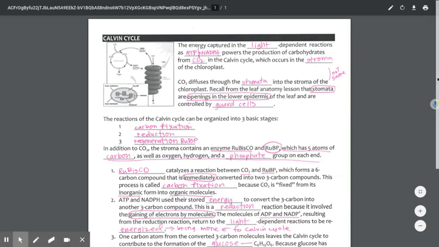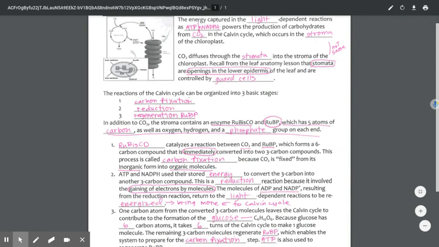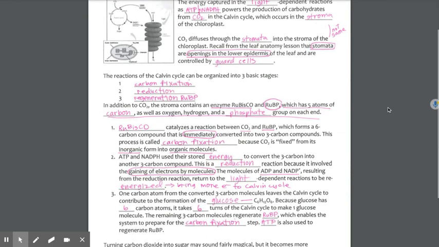The reactions of the Calvin cycle are organized into three basic stages: carbon fixation, reduction, and the regeneration of something called RuBP, which you got an idea of what that is from the POGL. And I'll explain more about RuBP as we proceed through this.